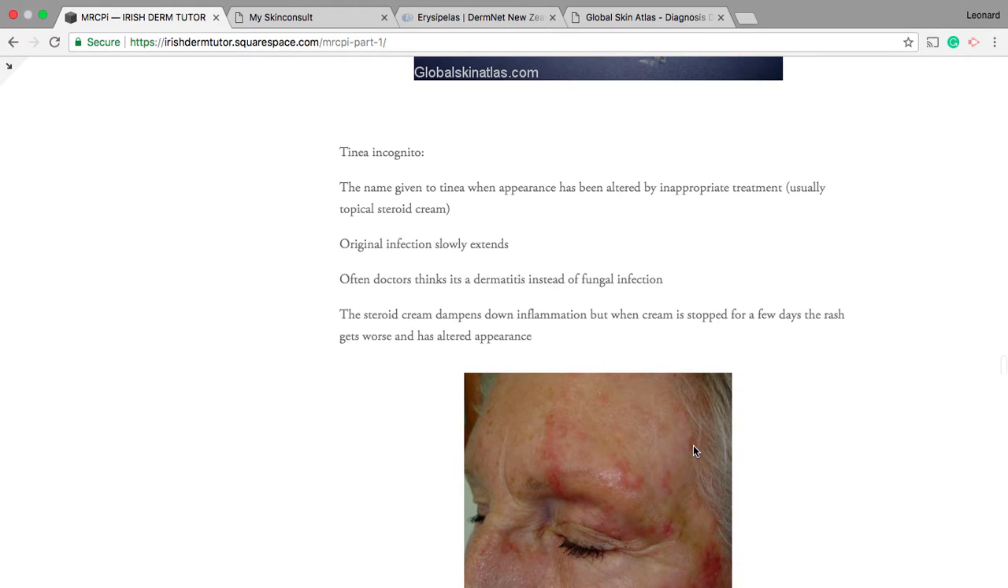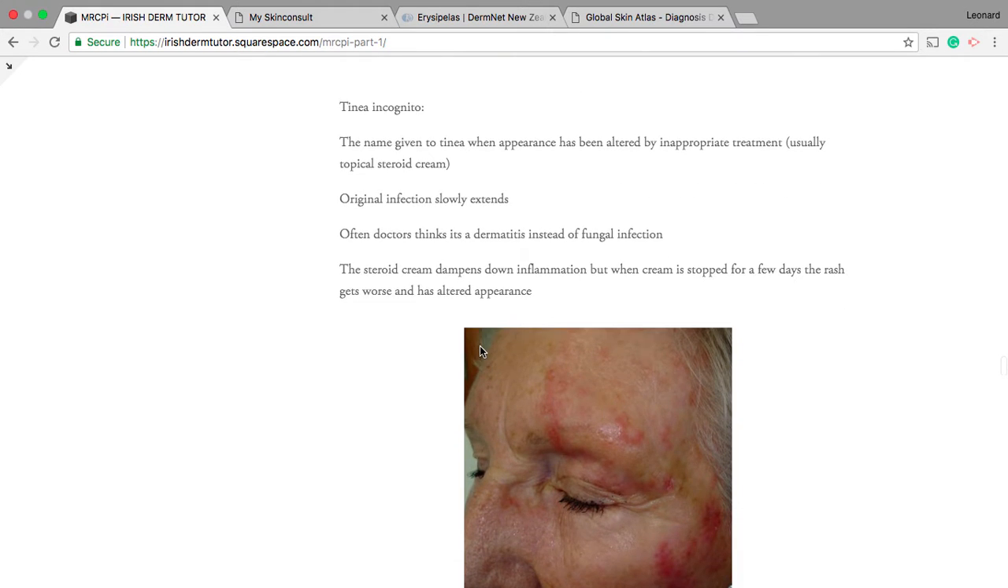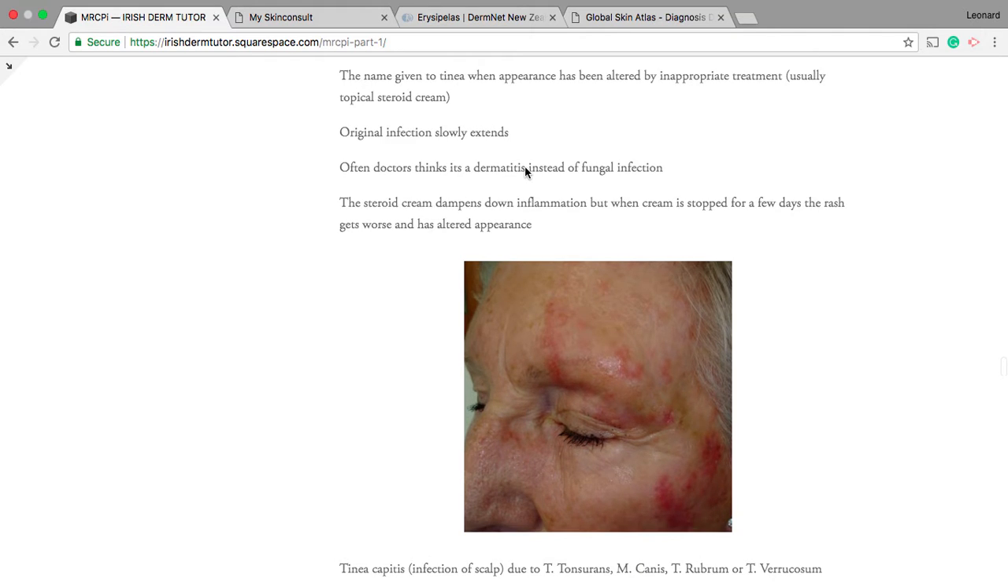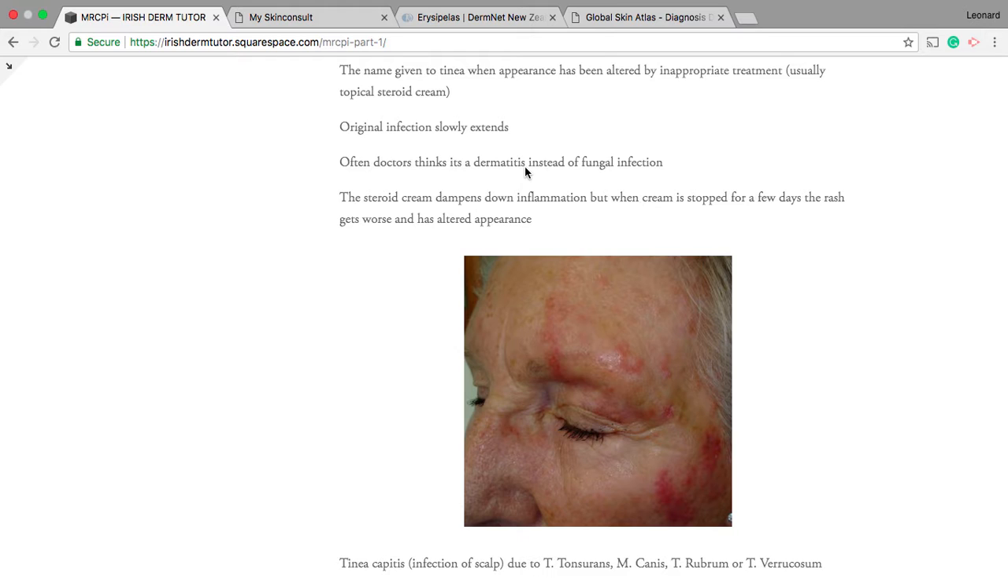So I think this question comes up a bit in the exam, tinea incognito. This is the name given to a tinea infection when the appearance has been altered by inappropriate treatment. Oftentimes in dermatology or in GP practices, we give a steroid cream for pretty much anything. And usually it's effective.